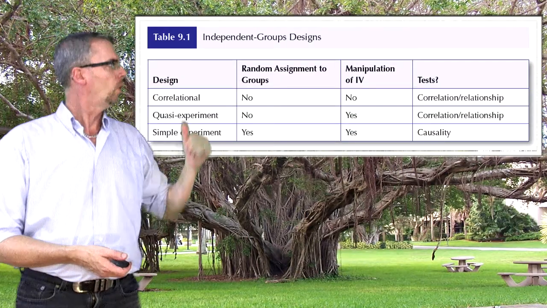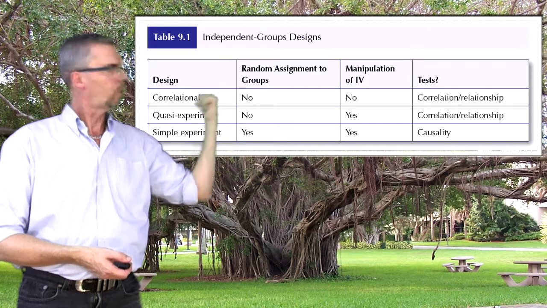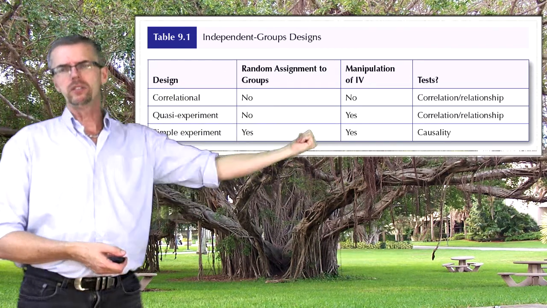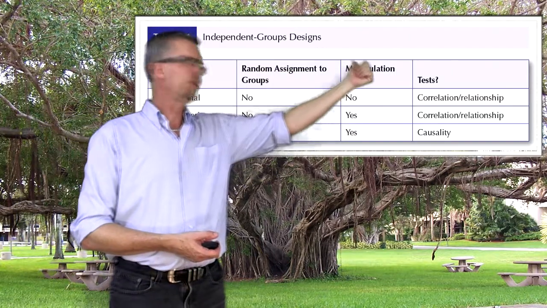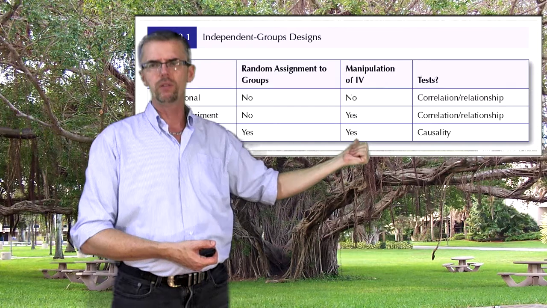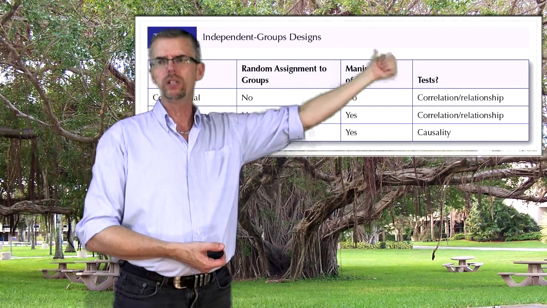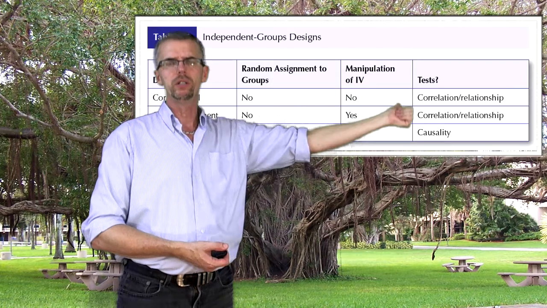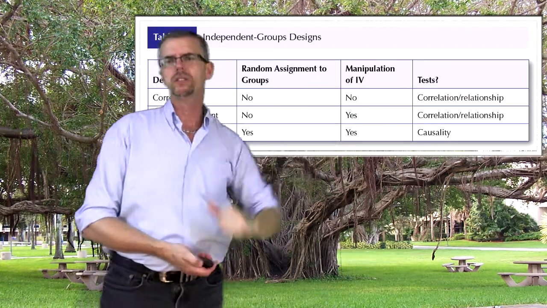Table 9.1 is a quick summary of what we've just gone over now. A correlational design, a quasi-experimental design, and a simple experimental design. The independent variable is not manipulated in a correlational design, but it is in the other two. And what it tests is, in the top example, correlation and relationship, as well as the quasi-experiment does that as well. The simple experiment tests causality.